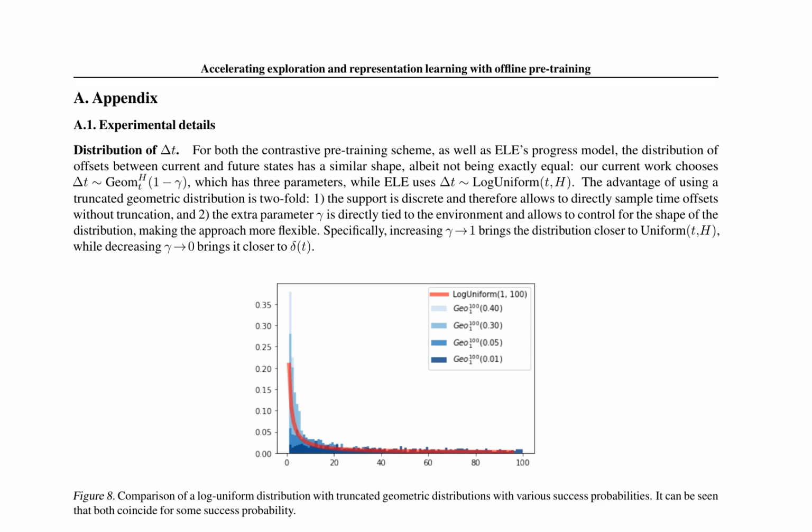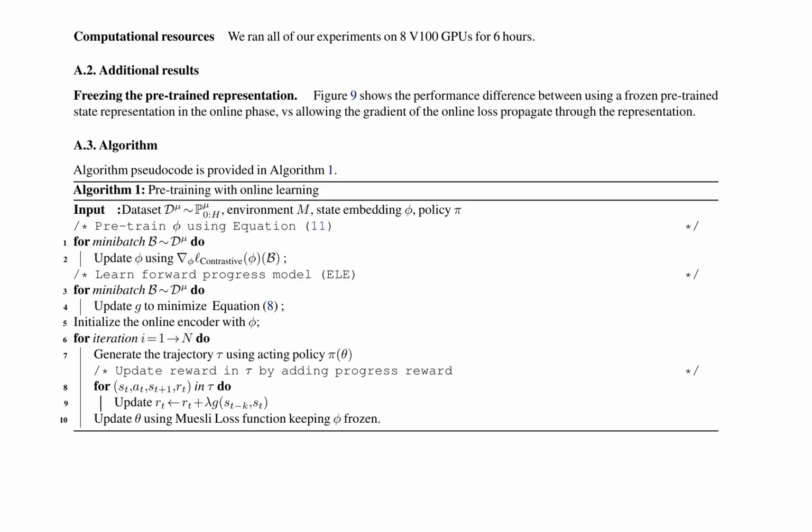The computational resources used in the experiments are specified as 8 V100 GPUs for 6 hours. Additional results are presented, such as the performance difference between using a frozen pre-trained state representation in the online phase versus allowing the gradient of the online loss to propagate through the representation, as depicted in Figure 9. The algorithm pseudocode for pre-training with online learning is provided in Algorithm 1.